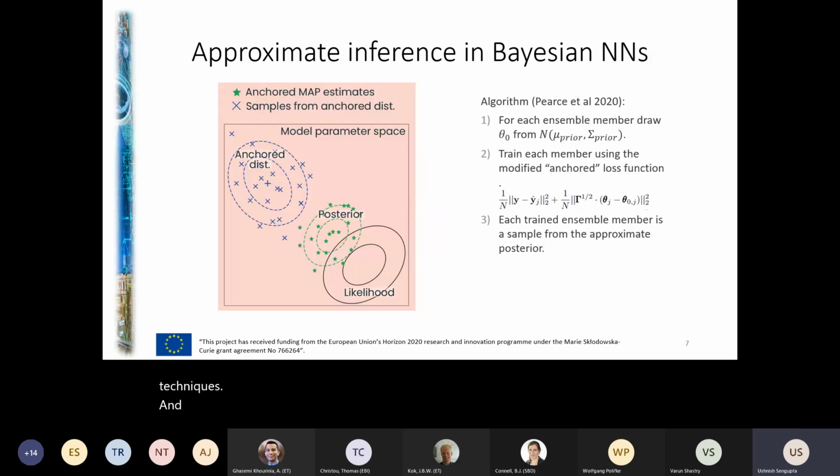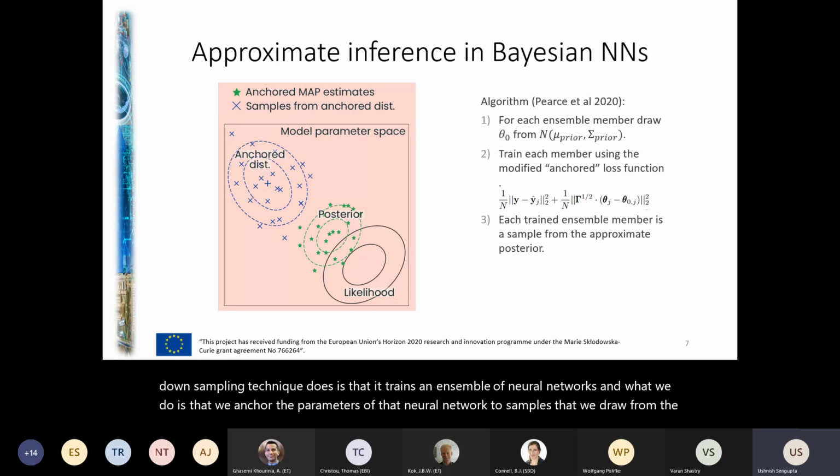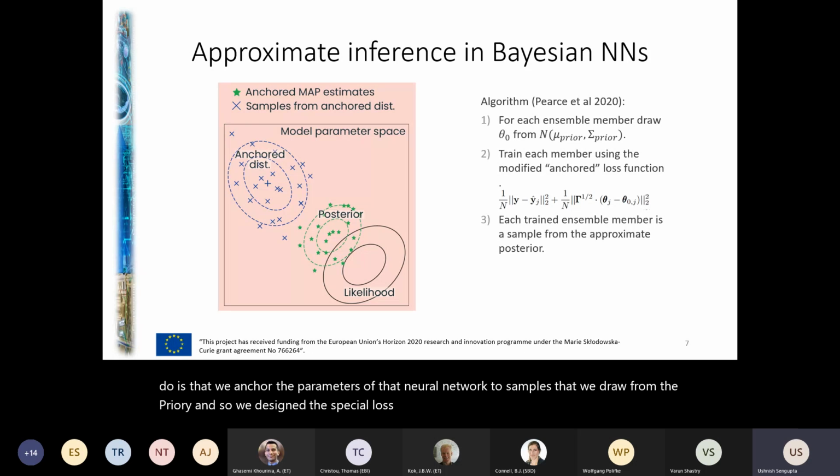And this is an example of an approximate inference technique. It's known as anchored ensembling. On the top left of the picture, you see the prior distribution, right? And what the anchored ensembling technique does is that it trains an ensemble of neural networks. We anchor the parameters of those neural networks to samples that we draw from the prior. So we design this special loss function that anchors the parameters of the ensemble members to samples drawn from the prior.